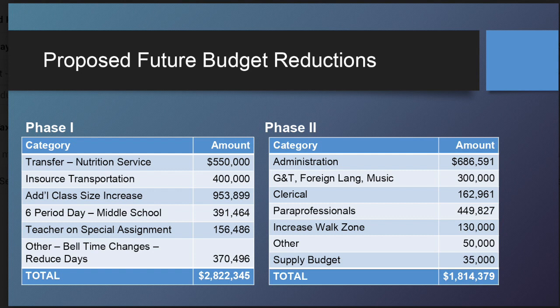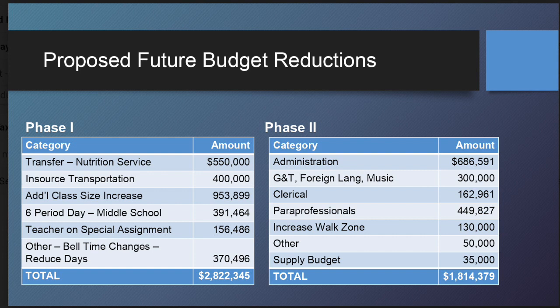The items listed on both phase 1 and phase 2 are possibilities for moving forward to year 2 of the plan. What will occur in phase 1 out of the $2.8 million is the nutrition services, a transfer of $550,000, if their fund balance supports that. That can only occur once every 3 years. Phase 2 of the instruction, insourcing transportation, or year 2 I should say, will add an additional $400,000. From then forward on that same column, additional class size would be a half a student in elementary and 1 full student at the high school, or secondary, excuse me.